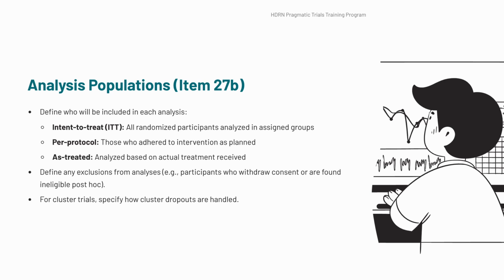If any participants are excluded from analyses, define that up front. For example, those who withdraw consent entirely or are found ineligible post hoc. For cluster trials, intention to treat typically means including all eligible individuals in all clusters as allocated. If any clusters merge or drop out, describe how that will be handled.